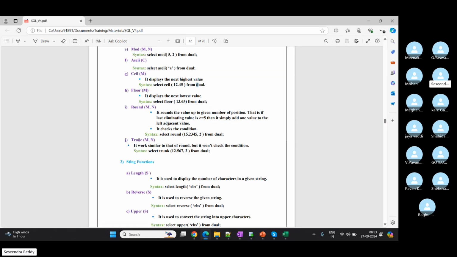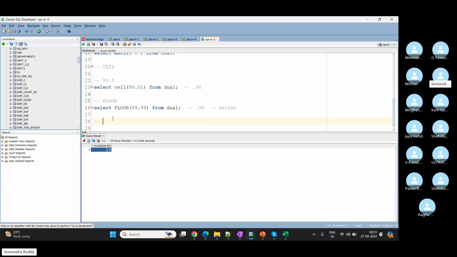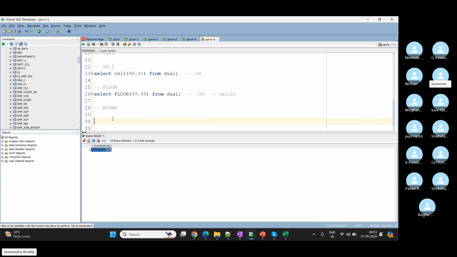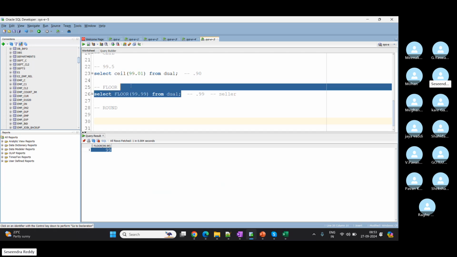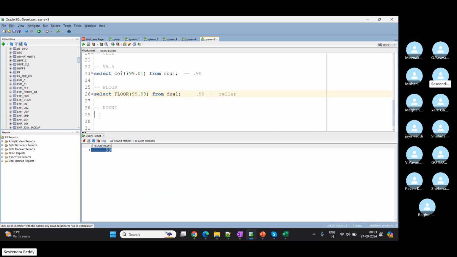And next we have round and trunc. By using round, we can round in between. There we can pass the condition, rounding in between two values like that. You see, it rounds the value up to a given number of positions. Okay, we will see. Instead of saying the definition, if I show an example, you will get to know. So, the same thing, if I take it by using round.